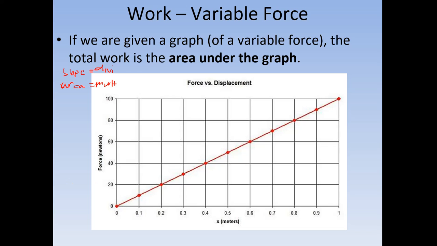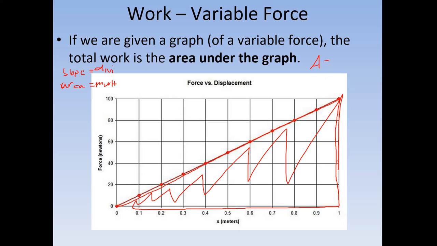So for the entire, let's say we're doing it for the whole 1 meter, I have a big triangle. The area of a triangle is half base times height. The base being 1, the height being 100. It actually turns out that the work being done is not 100 joules, but 50 joules. So definitely a very big difference between the two. So just keep that in mind, that when you have a graph, always either take the slope or take the area, and pay attention to which one you're doing.